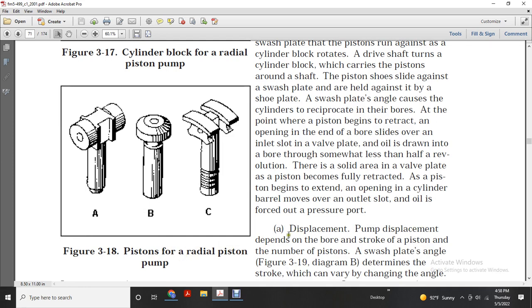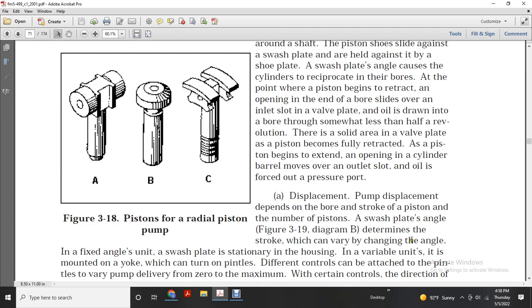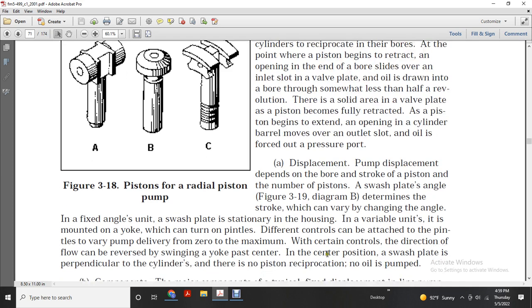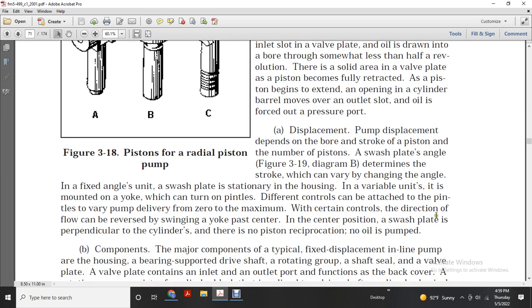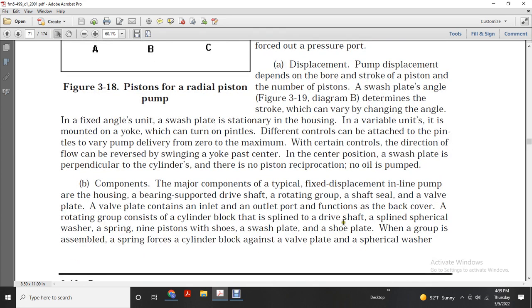Alright, displacement. Pump displacement depends on the bore, stroke of the piston, number of pistons, and swash plate. Again, figure 319, diagram B. The swash plate angle determines the stroke. Variation changes with the angle. A fixed-angle unit has a swash plate stationary in the housing. Variable units mount with a yoke on the pintle, with a different control attached to the pintle to vary the pump delivery from 0 to maximum. At the central position, the swash plate is perpendicular to the cylinder, there is no piston reciprocation, and no oil is pumped.